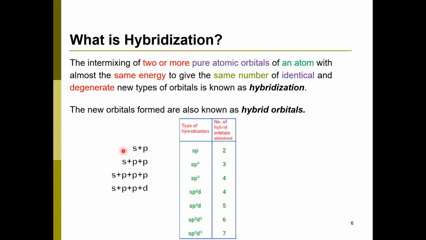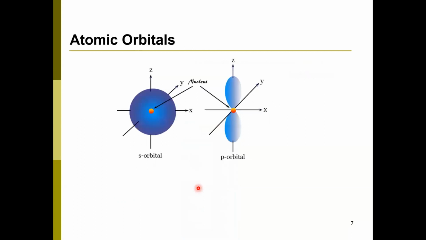Here are some different types of hybridization that are possible. So sp means one s and one p, total two orbitals. Now sp2 is two p orbitals and one s orbital combined to get three sp2 orbitals. Similarly, sp3 is one s and three p, and sp3d is one d orbital, three p orbitals, and one s orbital. So now, today, we will talk about only sp2 and sp3 hybridization.